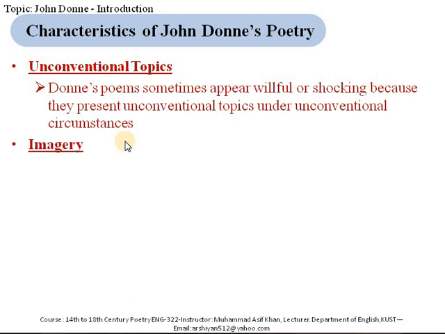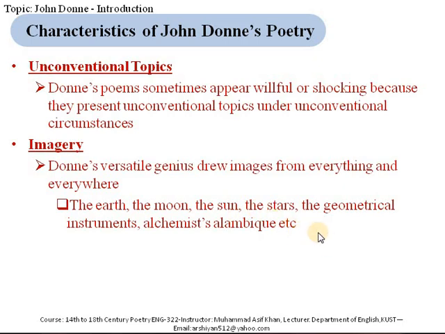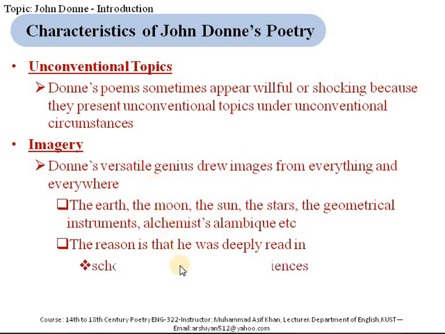His imagery: Donne has a very versatile genius, and Donne's versatile genius drew images from everything and everywhere. We see the earth, moon, sun, the stars, the geometrical instruments, the alchemist, the alembic. All these things are providing images to Donne's genius. So his imagery is that instrument which gives readers a reason to read his poetry. The reason is that he was deeply read in scholasticism and medieval sciences. So he was well versed in these things, and this is depicted in the imagery which he uses in his poetry, and this imagery attracts the readers.